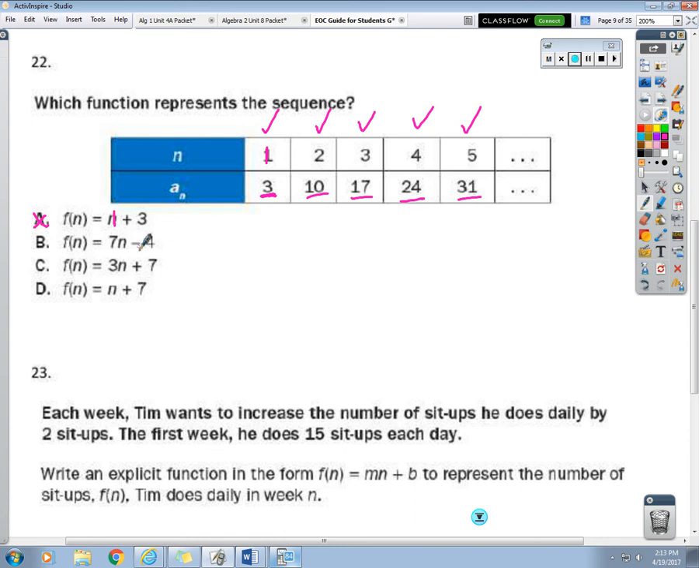Just work through each of the equations by plugging in 1, 2, 3, 4, and 5 in the n places and seeing which equation produces those 5 numbers. Does that make sense? Does everybody feel like they could do it one of those 3 ways? Okay, number 23.